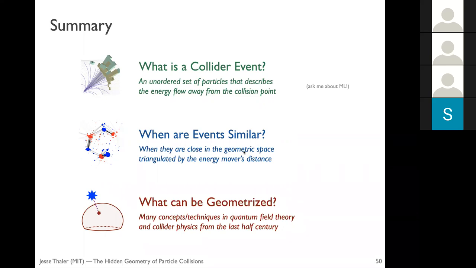When are two events similar? They're similar when they are close in the geometric space, triangulated by the energy mover's distance. And so the fact that we have this notion of an abstract space is a new tool that we can use, and I hope this tool inspires you to think about what it might be useful for in the work that you're doing. And then finally, what can be geometrized? Many concepts and techniques in quantum field theory and collider physics from the last half century turn out to have a direct mapping into this space.